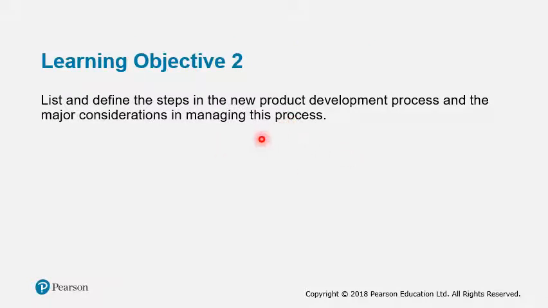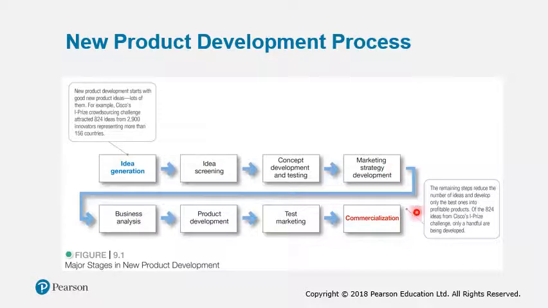Now let's look at the second part of this chapter, which is the steps in the new product development process. Basically, there are 8 steps. This is thinking of whether a particular new idea is a good idea for you to materialize, create a product out of it and sell it to the market. It first starts with idea generation, then idea screening, concept development and testing, marketing strategy development, business analysis, product development, test marketing, and lastly commercialization. When you do commercialization, this is the launching of the new product to the whole market.